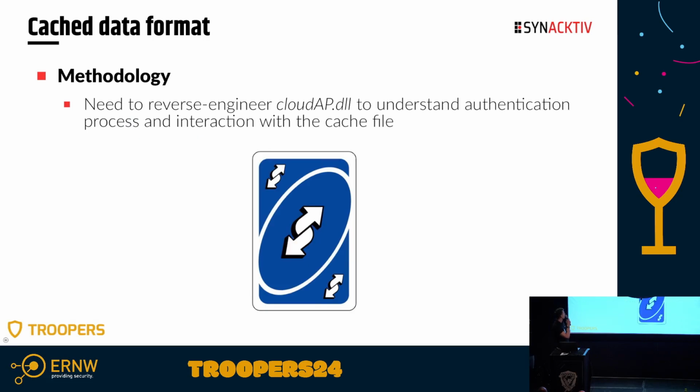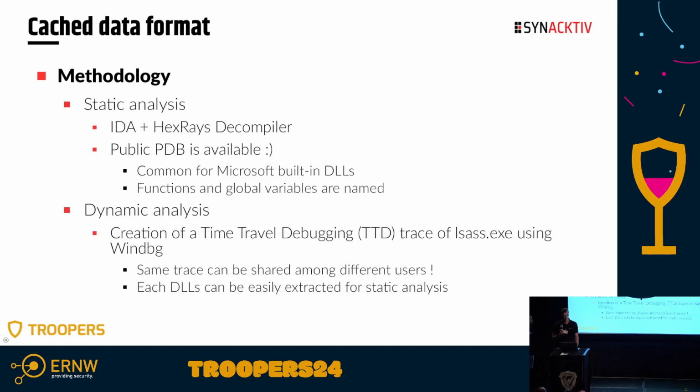In order to do that, we had to do some reverse engineering. We had to target cloudap.dll. We looked at the authentication process as well as all the interactions with the cache file. To do that, we had to do some static analysis as well as some dynamic analysis. For the static analysis, we used IDA and the Hex-Rays decompiler, which is quite usual for reverse engineers.